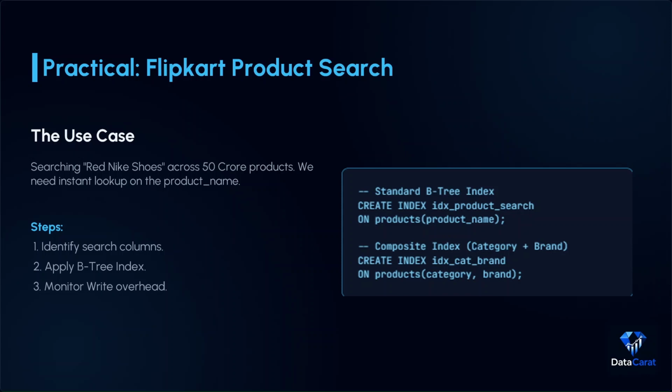Just below it is a composite index example where we use two of the columns to create an index. For example, here we use a combination of category and brand. That will be shoes, that is the category, and brand, that is Nike.